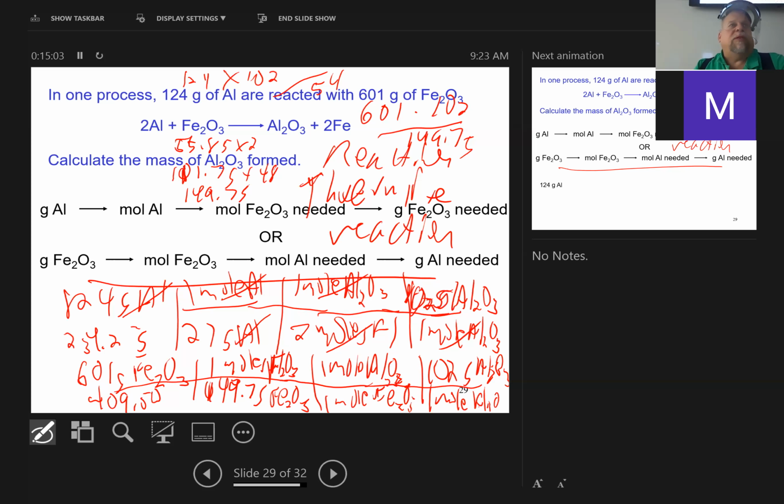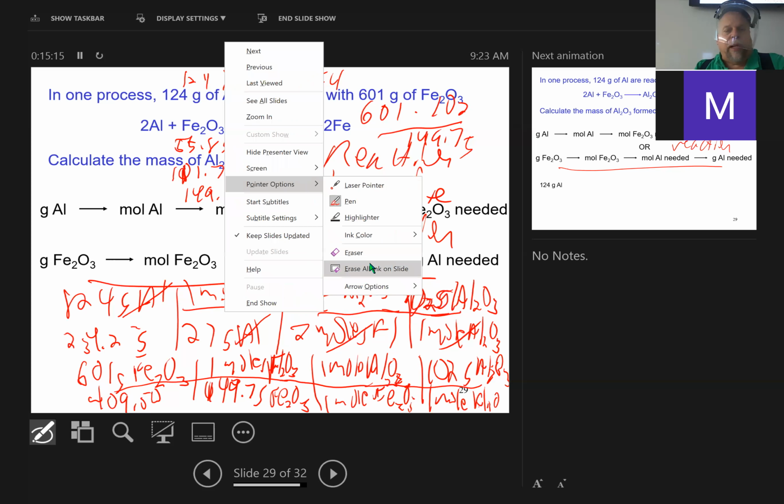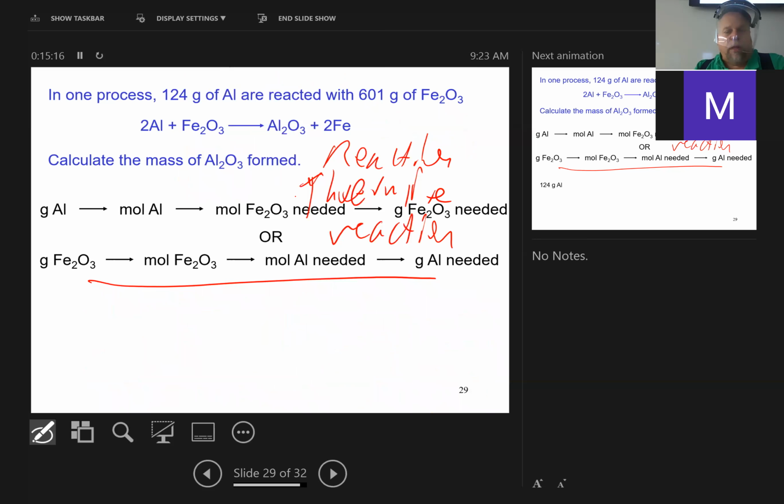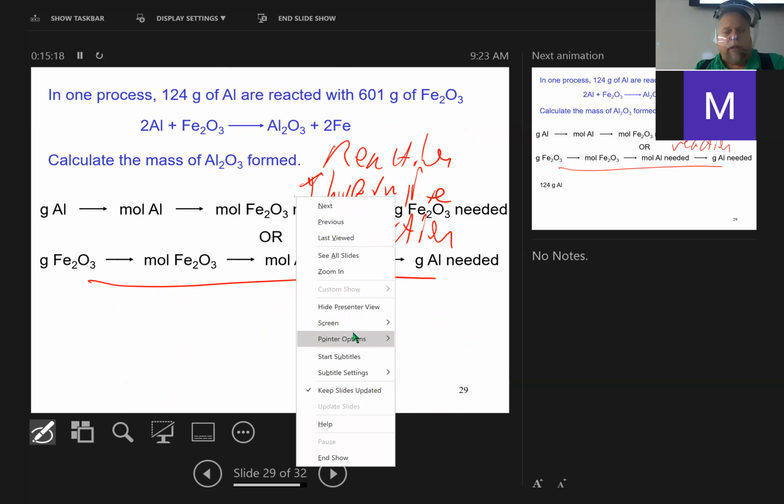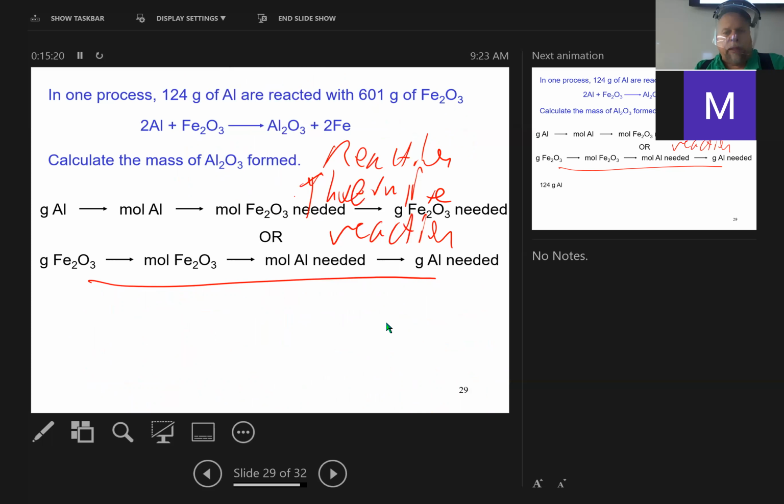Now I'm going to delete what's on the slide and show you how the book does it with this slide, which is a different way of doing it. Whichever way you can understand better, use it, okay? So basically I'm going to erase all the ink on the slide, and then we'll show you what the book does with this here.